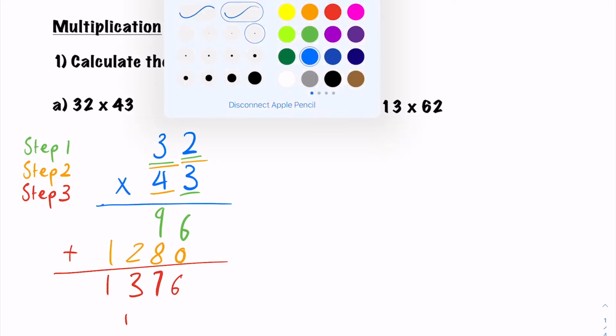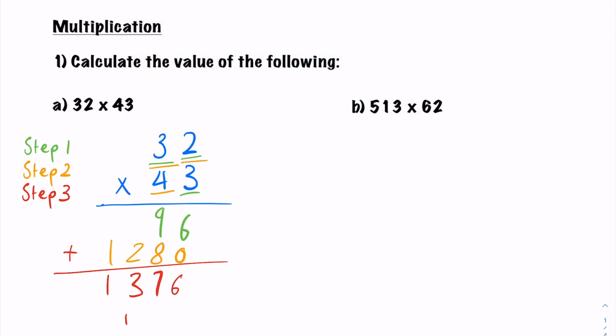Next up, we're going to do part B, 513 times 62. So 513 times by 62. And I'm going to line them up just because it's really no extra hassle here, but it's not as important, as I say, as it is with addition and subtraction in the previous video. And we're going to do the exact same process. So we're going to times each of these numbers on top, the 3, the 1 and the 5, by the furthest number on the right for the number on the bottom, so the 2.